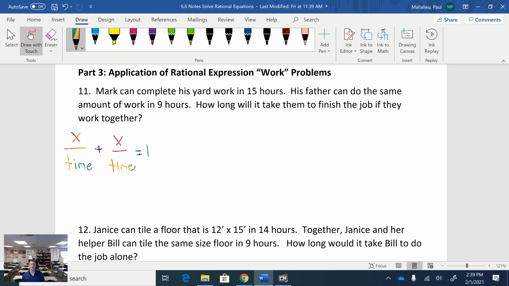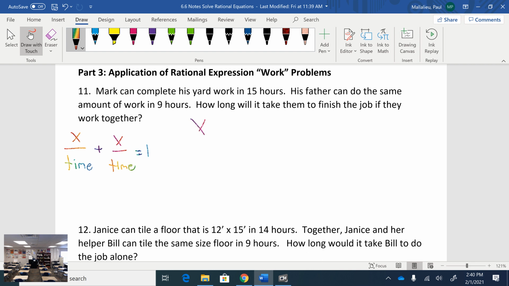Alright guys, so part 2 of our 6.6 notes jumps into application, mainly work type problems, like one individual doing a certain amount of work and then two people doing it, or two people and then what if you take one away, and trying to figure out how long a job would take. So up on the screen you should be able to see x over time plus x over time equals one job, or in this case it would be yard work. So we're going to jump in how we would fill that in.